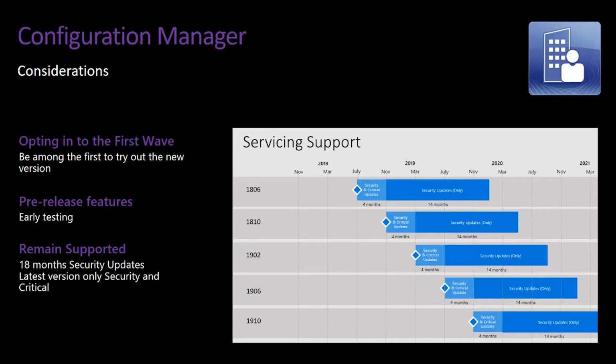So, remaining supported. Since 1710, all versions of the Configuration Manager current branch are supported for 18 months. During this period, the product is supported for security updates, with the first 4 months supporting security and critical updates. It's just something to be aware of.